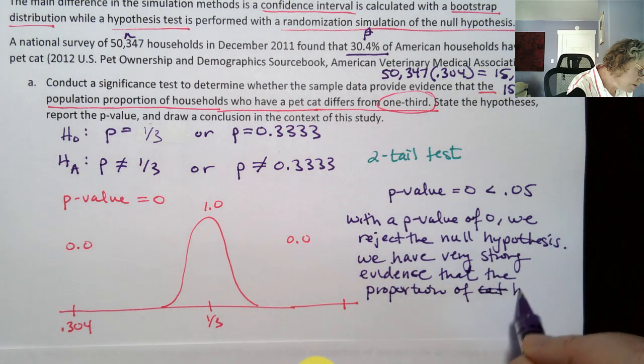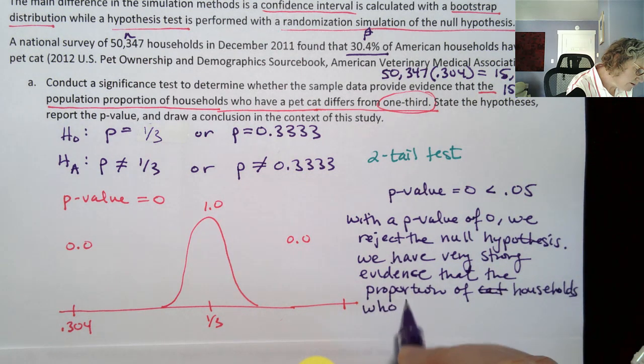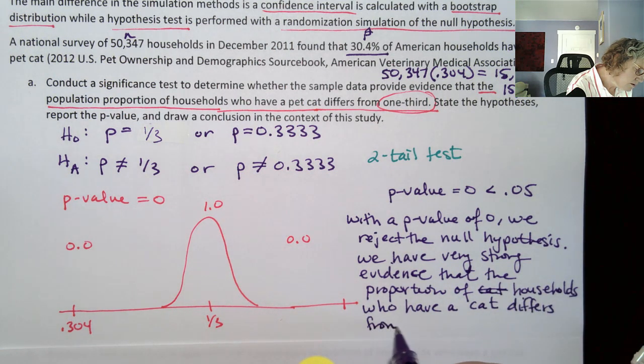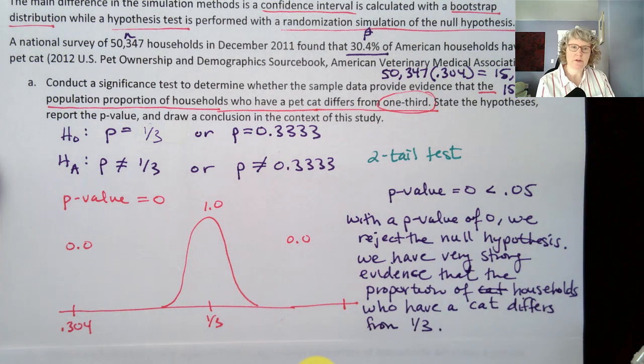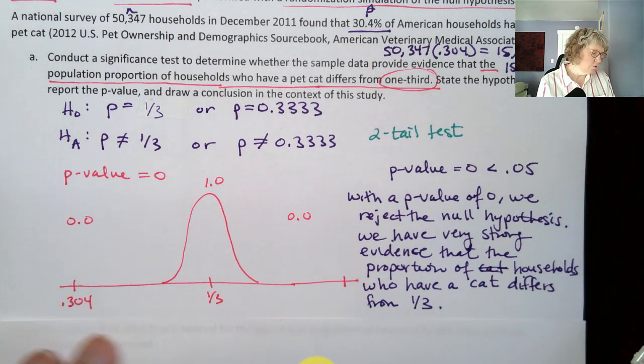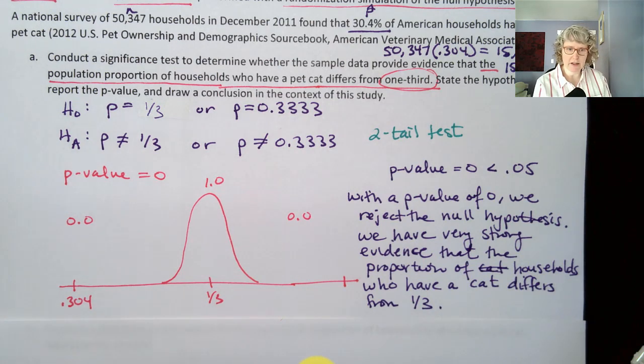Oops, proportion of households who have a cat differs from 1/3. So 1/3 was not... if the null was true, we had no chance of getting the 30.4%. So we say that it's impossible under the null, or extremely unlikely under the null. So that's evidence for the alternate.